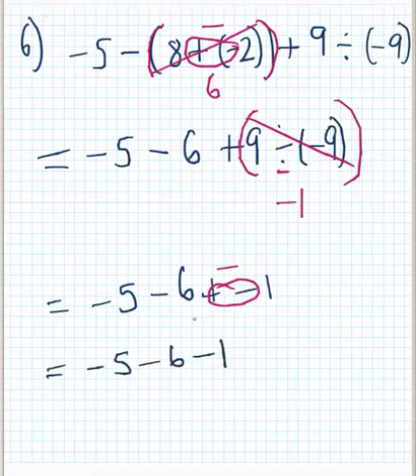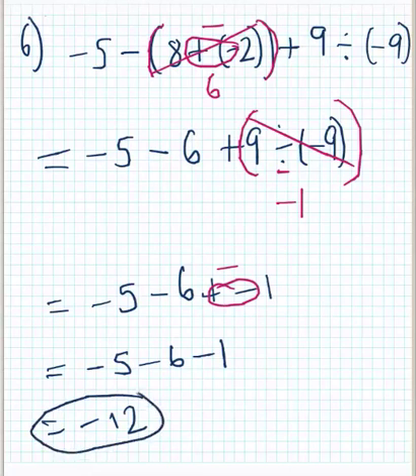And all we're going to do now is work from left to right. And because they're all negative, we've got a negative 5, negative 6, negative 1. Just add them all and add the negative. Or you can just work from left to right. So 5 plus 6 is 11, and 11 plus 1 is 12. So the answer is simply negative 12.